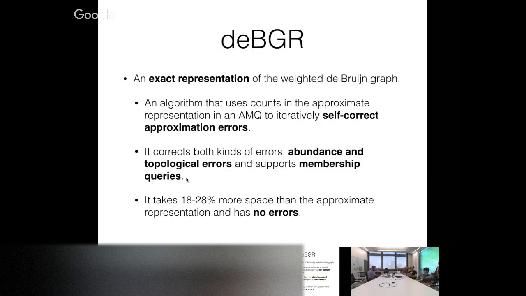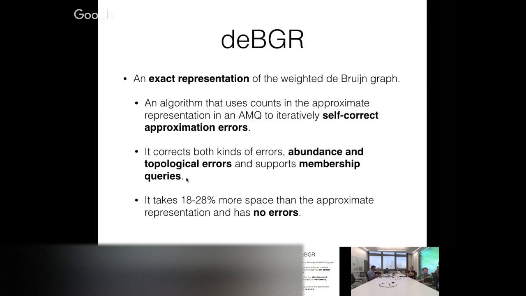So in this paper, Debugger, we have an algorithm that uses the counts in the approximate representation in a counting filter data structure to iteratively self-correct all the approximation errors. It corrects both kinds of errors, abundance errors and topological errors, in the graph. We also give higher guarantees in terms of the structure of the graph, because now we not only support traversal queries, but we also support membership queries. So with high confidence, you can query for any k-mer from the universe, and we can say if that k-mer is actually there in the data set or not. And doing all this, Debugger takes only 18 to 28% extra space compared to the approximate representation, and has no empirical errors in the representation.